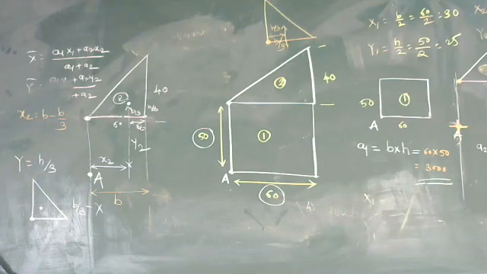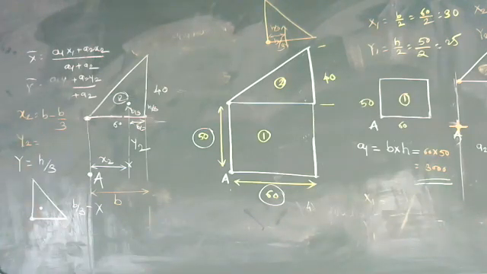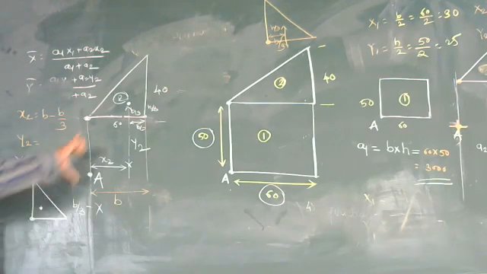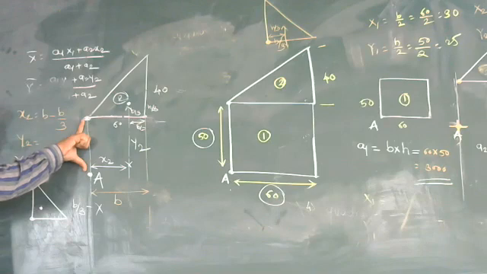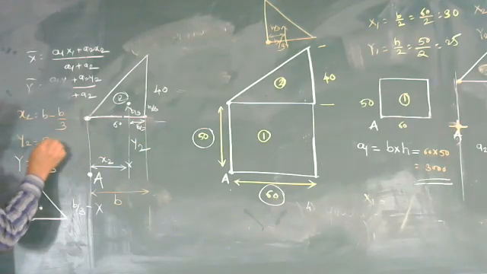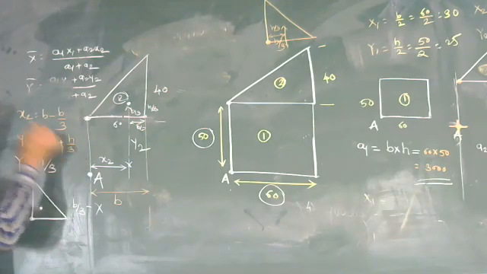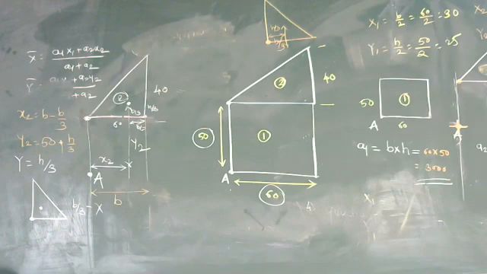And y2 is equal to, who is going to tell what will be the y2? H minus h by 3? h by 3, correct. Minus what? It is a plus. See here, this is the height. The height is how much? 50. So 50 plus h by 3. Now do this calculation.